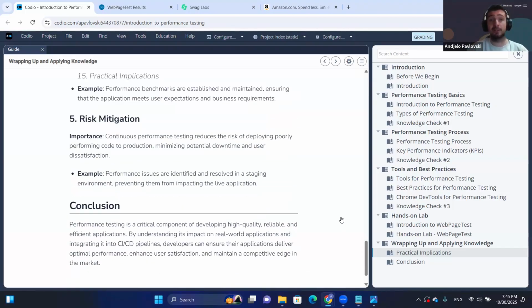Finally, risk mitigation. If we are able to have a standard for how good in performance our page is, we will obviously have fewer risks, we will have fewer issues. And again, reducing cost, having an efficient web page, and also being able to give the best that we can to the users of the page. So again, it's very useful to have it in a CI/CD because of these reasons.